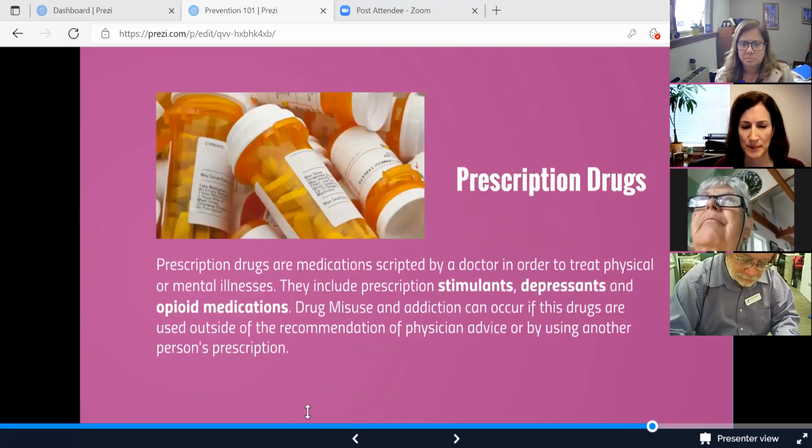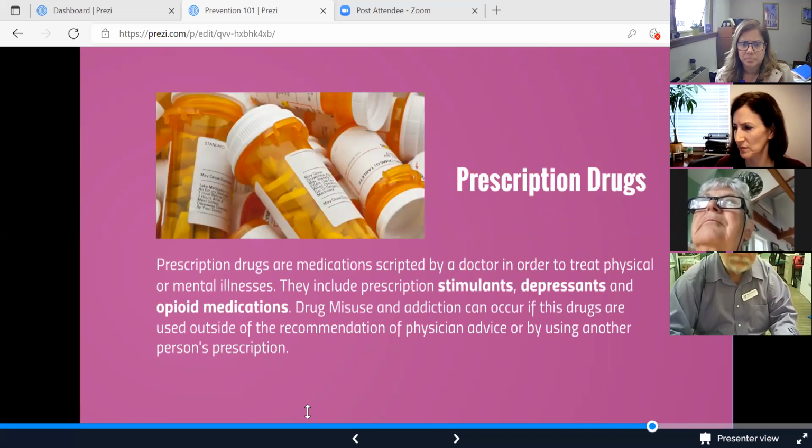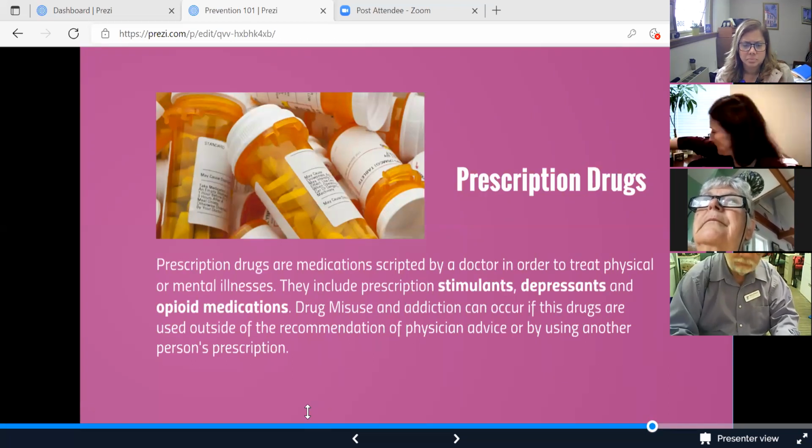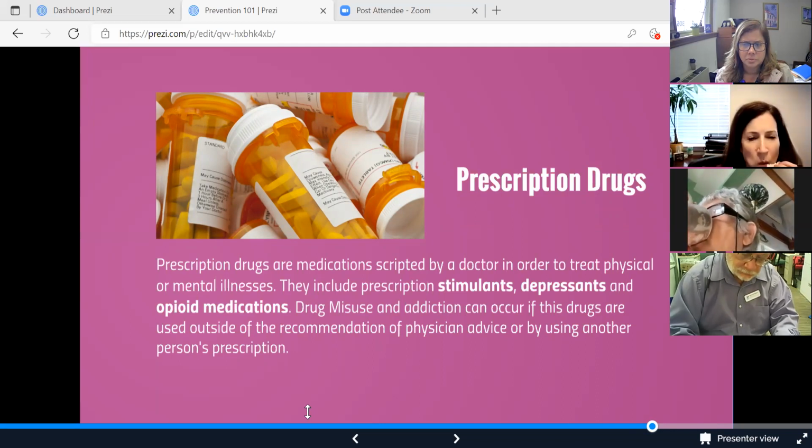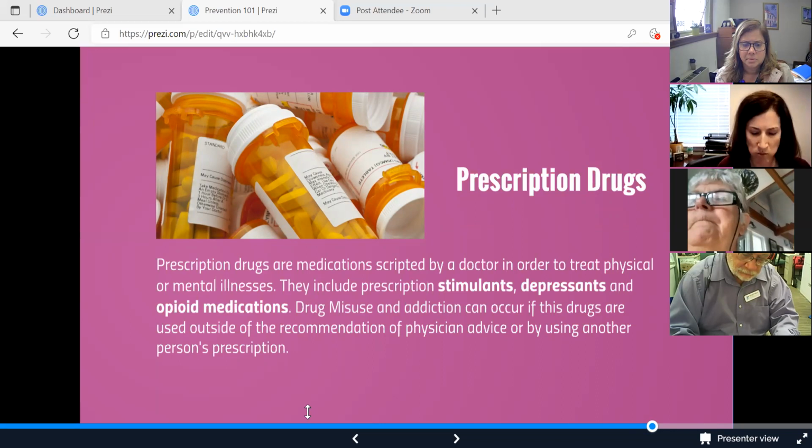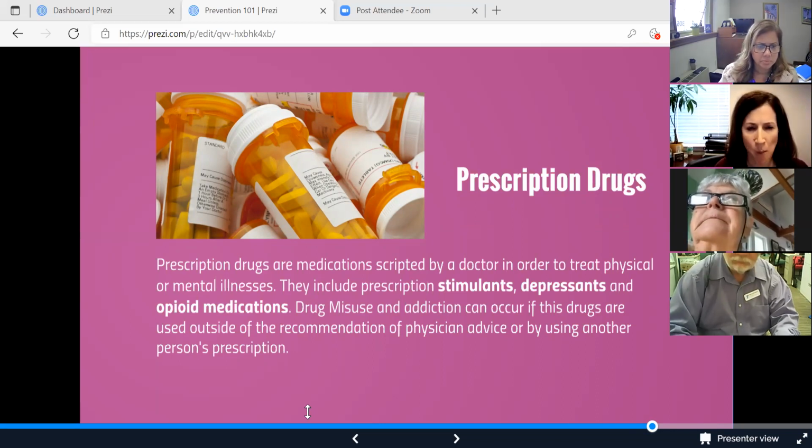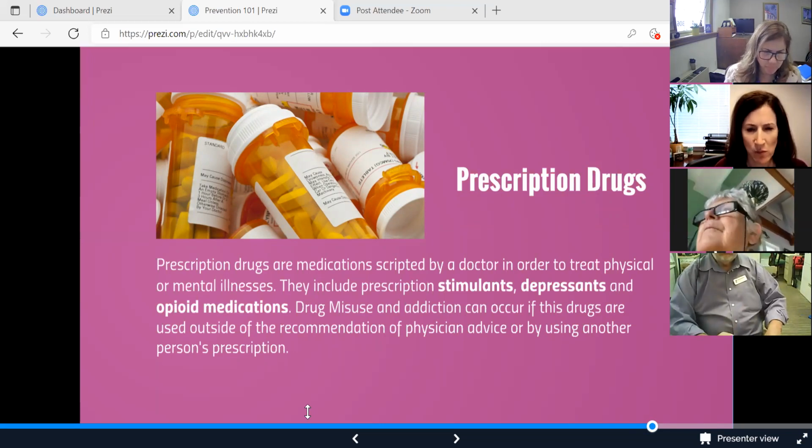Prescription drugs are going to be drugs that have been prescribed by a physician, and they're used to treat physical or mental illnesses. There's a couple more than this, but most drugs are stimulants, depressants, and then you have opioid drugs. Misuse of prescription drugs usually occurs from using the substance outside of the physician's advice, or by using another person's prescription.